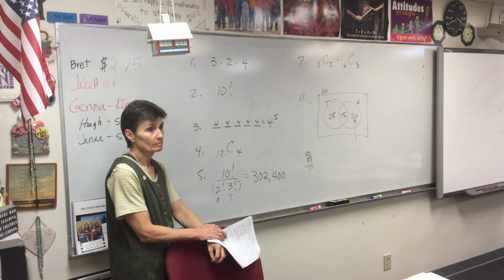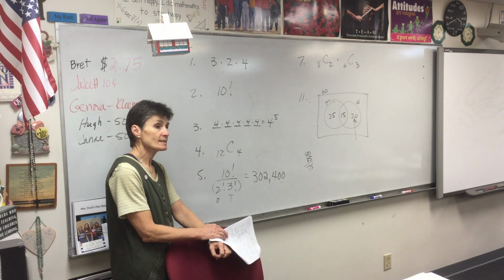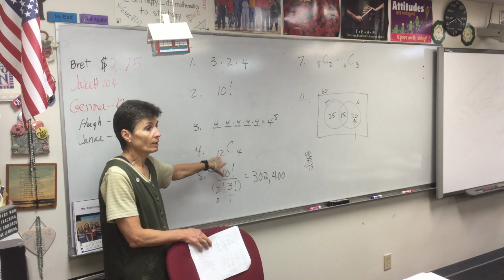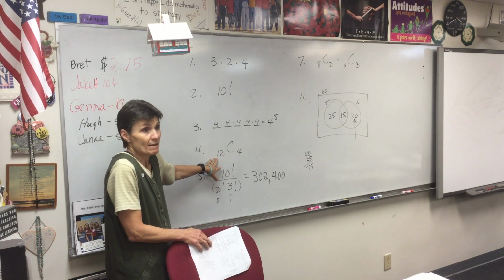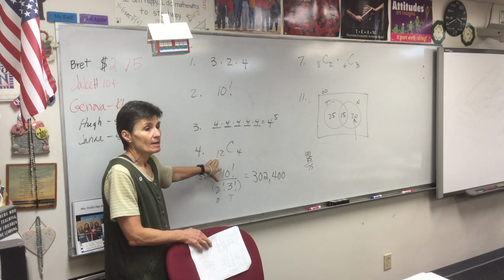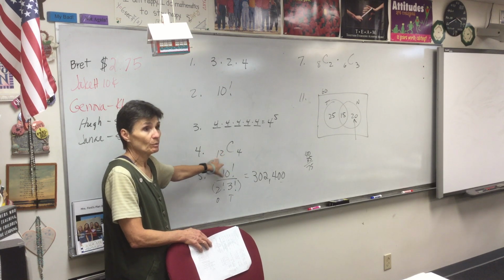You don't know exactly what they're going to get. It could be either. So in this problem, it was a C, because all of the prizes were the same. So it didn't matter what order you got. Everybody's getting the same thing. If the prizes had been different, then it would be a P problem.